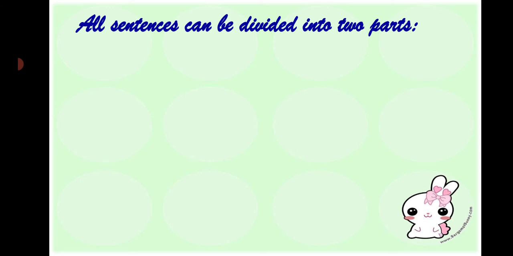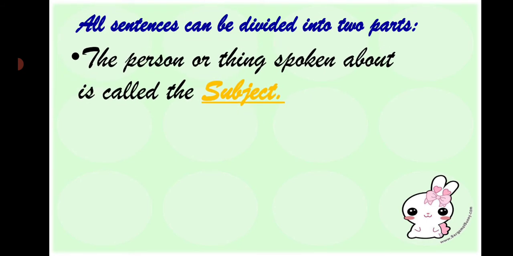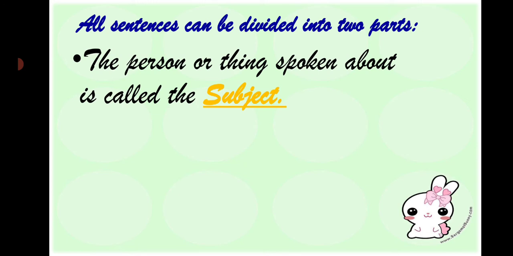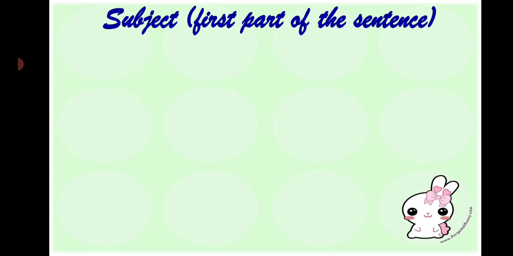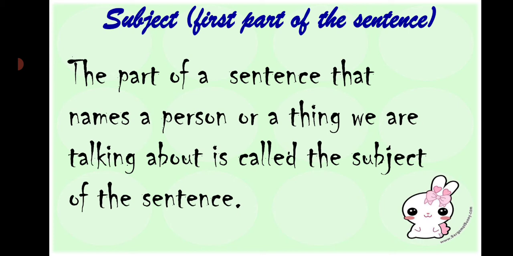All sentences can be divided into two parts. The person or thing spoken about is called the subject. What is said about the person or thing is called the predicate. Let's see the first part of the sentence. The part of the sentence that names a person or a thing we are talking about is called the subject.